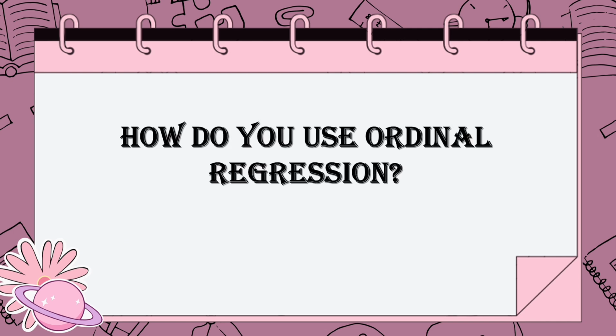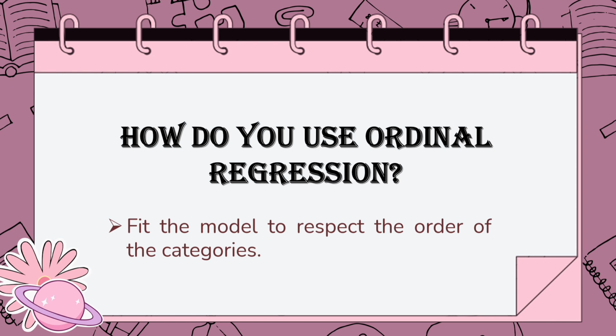How do you use ordinal regression? In using ordinal regression, we should fit the model to respect the order of categories. So there are some guides to use ordinal regression. First, understand the data. Second, check assumptions. Third, choose a software or library. Fourth, fit the model. Fifth, interpret the results. Sixth, assess model fit. Seventh, make predictions. Eighth, validate assumptions.